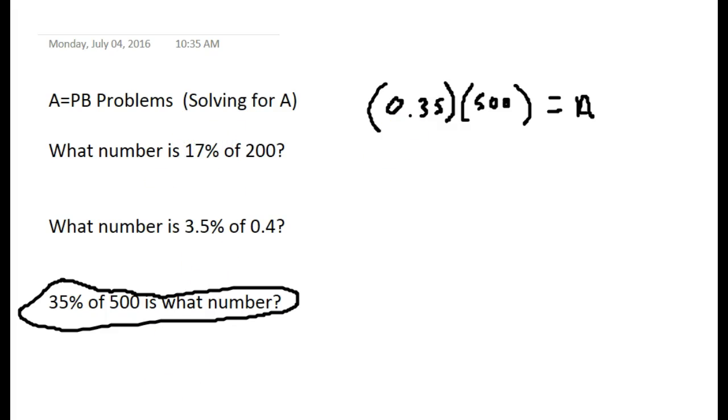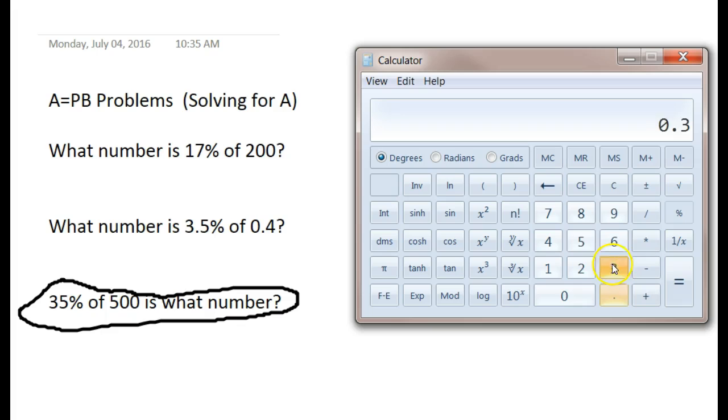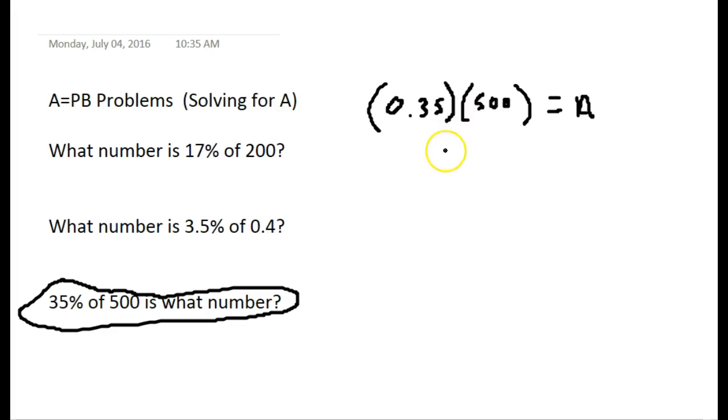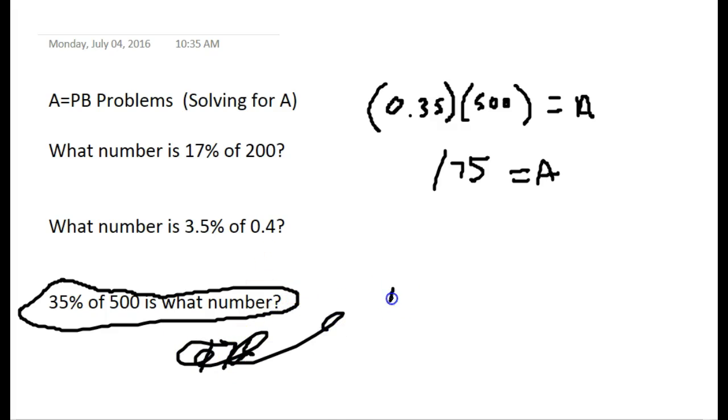0.35 times 500, so I would say 0.35 times 500 equals 175, so 175 equals A. But the question is 35% of 500 is what number? The answer is 175. I'm going to mark through that and just write a big 175 there. How's that? All right, let's look at some more of these.